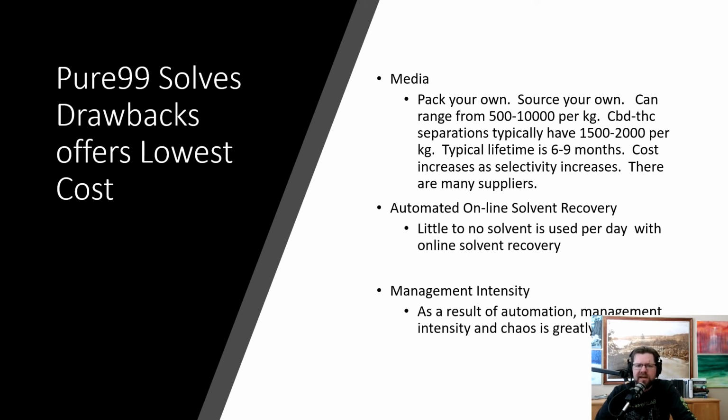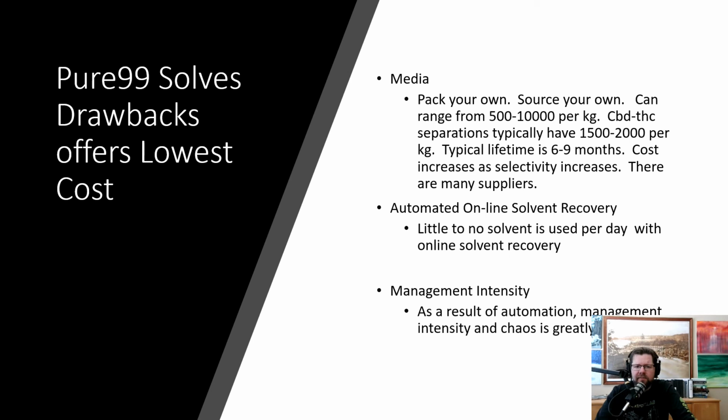So in terms of media, you can pack your own. Like I said, the costs are 500 to 10,000 per kilo. You would be using this lower range if you are doing CBD THC remediation. 1,500 to 2,000 per kilo. Lifetime is 6 to 9 months. You can clean it out. Oftentimes you can remediate that if you want to. So you really shouldn't be changing out your columns that much.